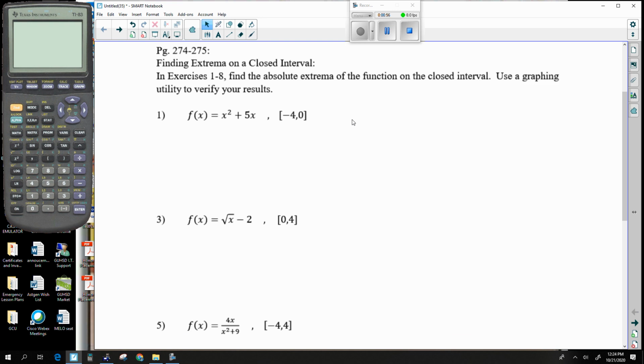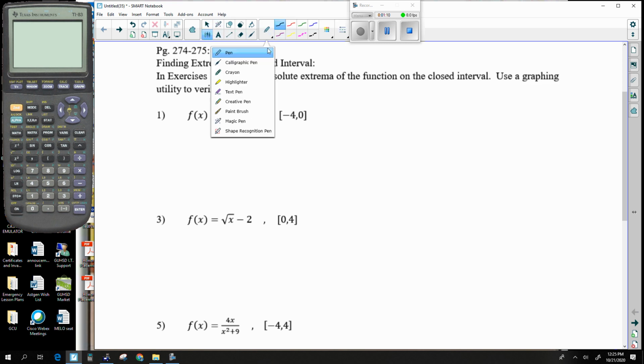The first questions are asking us to find extrema on the closed interval. In 1 through 8, find the absolute extrema for the functions on the closed interval, using a graphing utility. So for absolute extrema, what you need to do is the candidates test. You find all the important pieces, but ultimately you're going to be doing the candidates test.